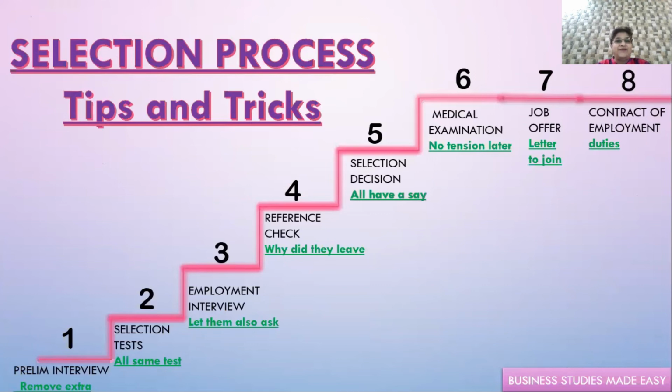Now I've made some tips and tricks for you to remember, and this will help you recollect. So we have taken the same process. First is the preliminary interview. Remove extras. All those who are not suitable for the job, just remove them. Selection test is to give all of them the same test. Everybody is to be evaluated under the same microscope. Then employment interview, let them also ask. Now you're only testing them. You're only telling them to fill the form. Now let the candidate also ask some questions that they want to ask.